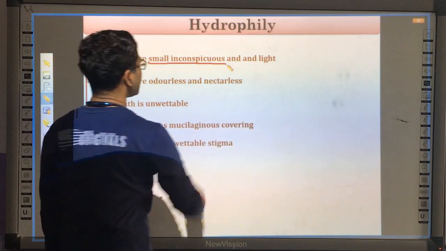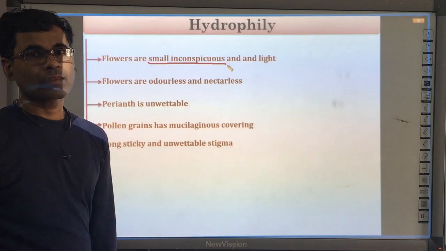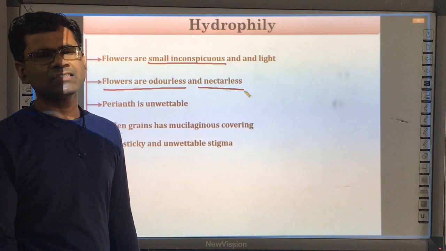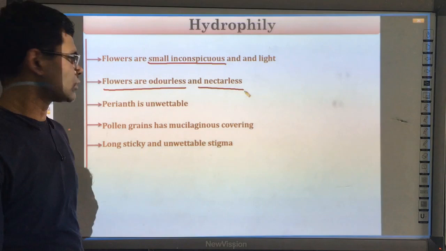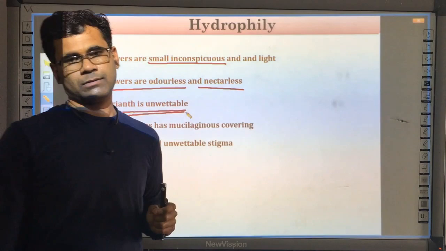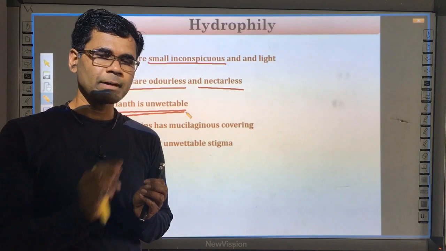Flowers are small and inconspicuous, and they should be light. The second one is flowers are odorless and nectarless, because the pollinating agents are abiotic, so they do not have a sense of smell. The perianth is unwettable. Again, a very important point: the perianth of the flower should be unwettable, though the pollen grain should be wettable because it has to stick.